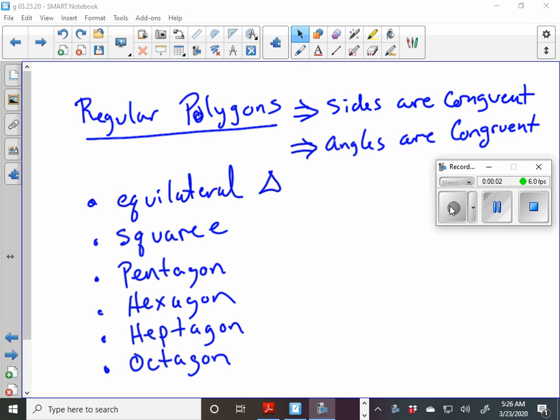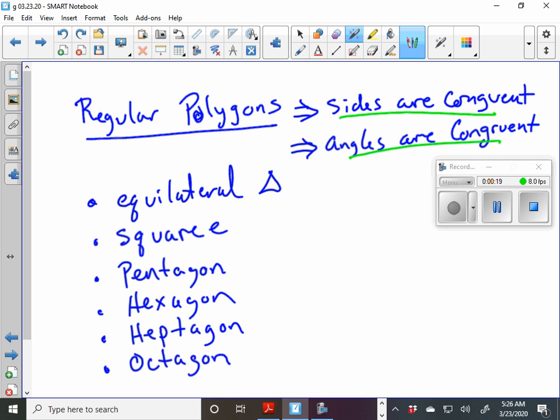Before we jump into Unit 9, we need to talk a little bit about regular polygons. Regular polygons have sides that are congruent, all sides are congruent, and all angles are congruent. A couple of familiar ones are this equilateral triangle. You know that all sides are congruent and the angles are 60 degrees. A square, all sides are congruent and the angles are 90 degrees.